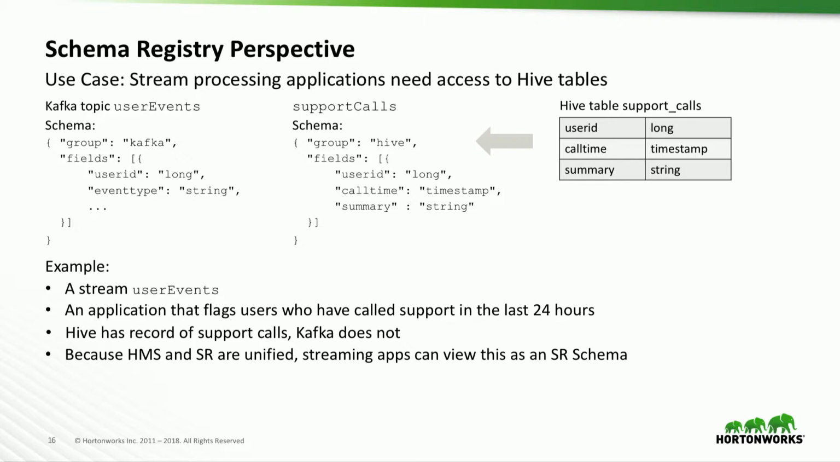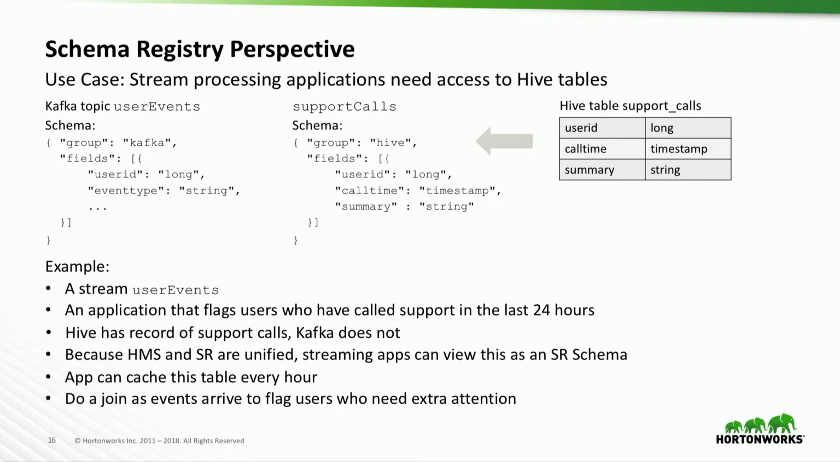It can go read this. Now, obviously, there are some questions here about how it actually reads the data and all that. It has to understand how to talk to Hive, but by connecting the metadata, it can now see this. Now, you can't do an on-the-fly join against Hive for every record that comes across your stream. That's just not going to work. Hive isn't built that way. But you can cache this table maybe every hour or every 15 minutes or whatever, and then do a join on the fly, right?